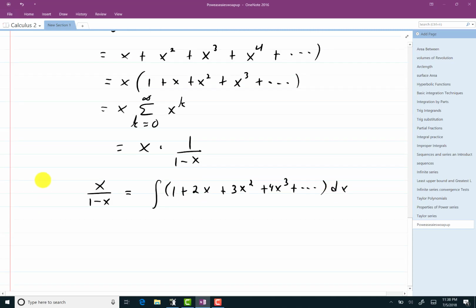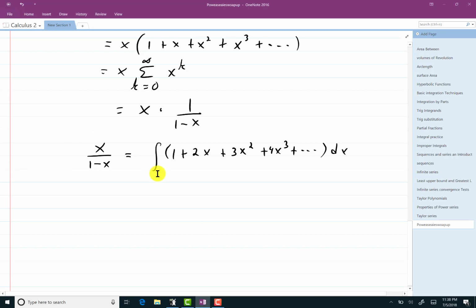So if I want to get back to the thing I was supposed to be finding a formula for, I can take the derivative of it. And that will give me the original series back. That's why I didn't bother with the constant. It's going to disappear at this stage anyways.